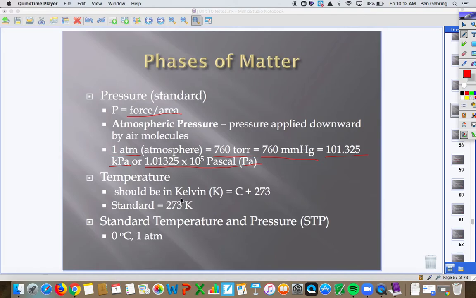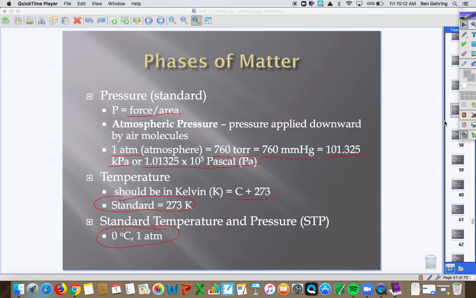Again, to do these conversions, your temperature has to be in Kelvin. So to go from Celsius to Kelvin, you take Celsius plus 273. And if we talk standard temperature and pressure, STP, standard temperature is 273 Kelvin or 0 degrees Celsius and 1 atmosphere. These are really important numbers. You'll need to know these. So if I say something is at STP, you need to know that means standard temperature and standard pressure, which is 0 degrees Celsius and 1 atmosphere, or 273 Kelvin and 1 atmosphere.